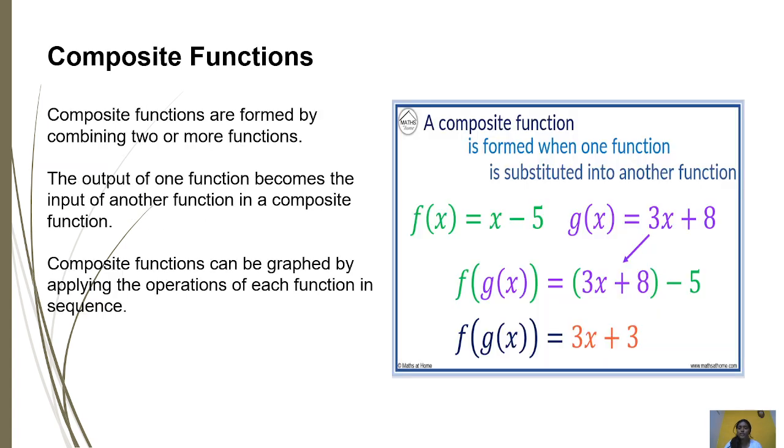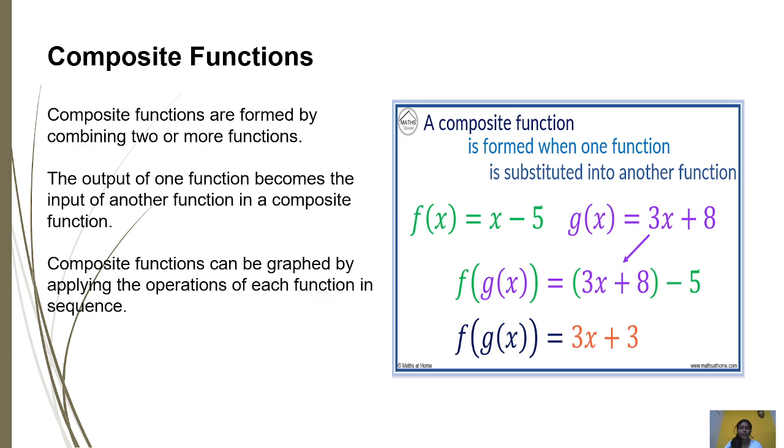Coming to the composite functions. Composite functions are formed by combining two or more functions. The output of one function becomes the input of another function in a composite function. A composite function can be graphed by applying the operations of each function in sequence. A composite function is formed when one function is substituted into another function.